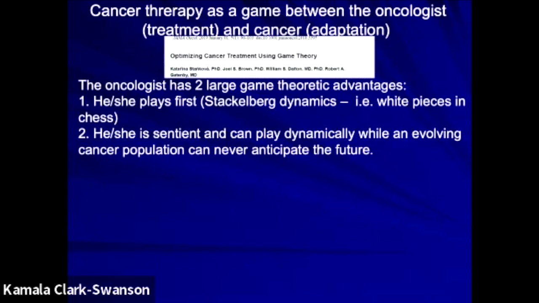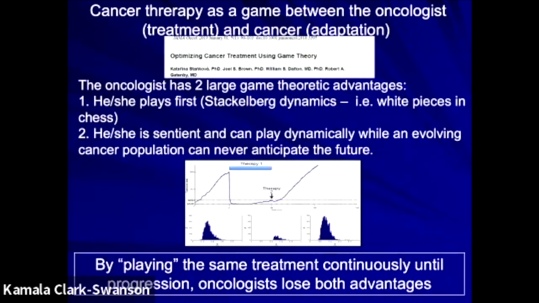But the oncologist can play dynamically, can understand the rules of the game, can change things, can anticipate an adaptive strategy, and then use that information to benefit the patient. In contrast, evolving populations can only adapt to the here and now. They can never anticipate the future. They can never adapt to a perturbation they have not seen before.